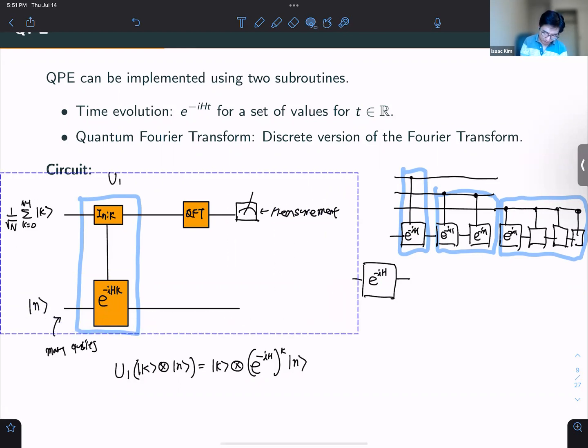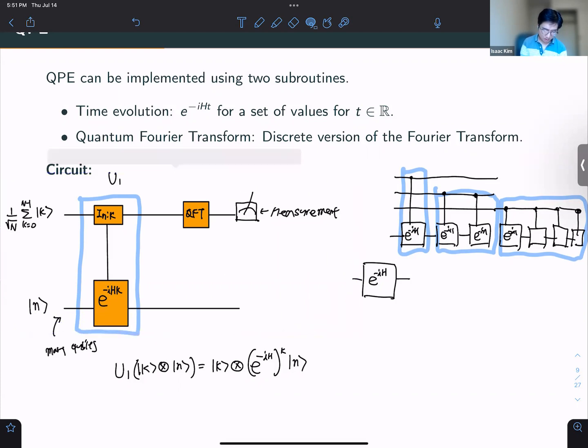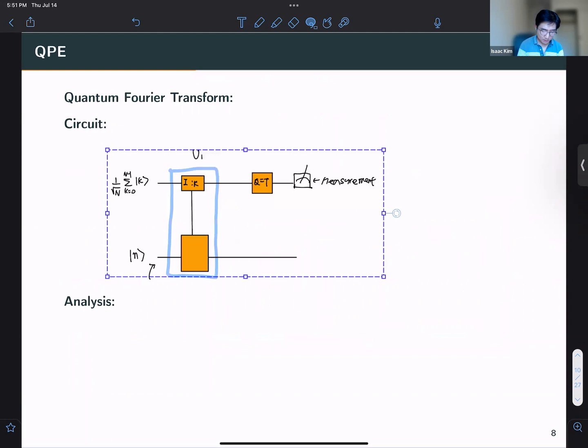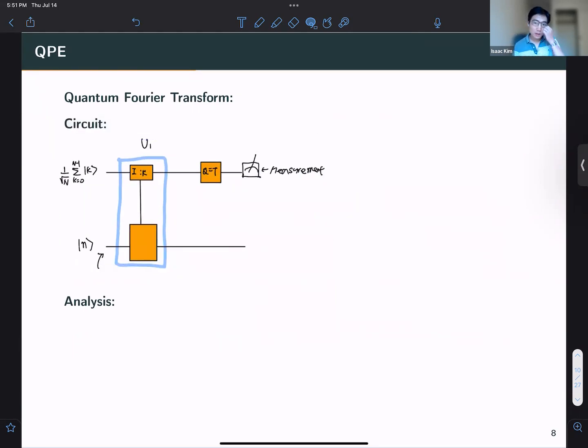Good. So having established that we can construct a circuit, except for the quantum Fourier transform, which I haven't explained to you, let me now define what the quantum Fourier transform is and analyze what this circuit actually achieves. So here's the circuit that I drew from the previous slide. And the quantum Fourier transform is defined in the following way.